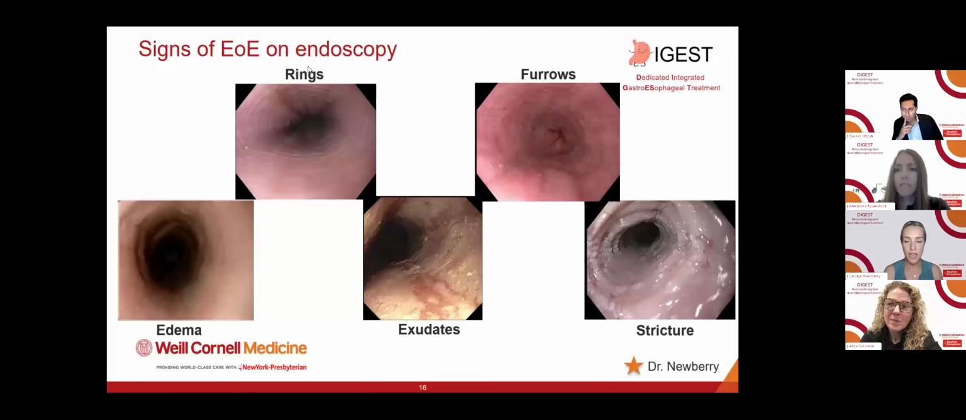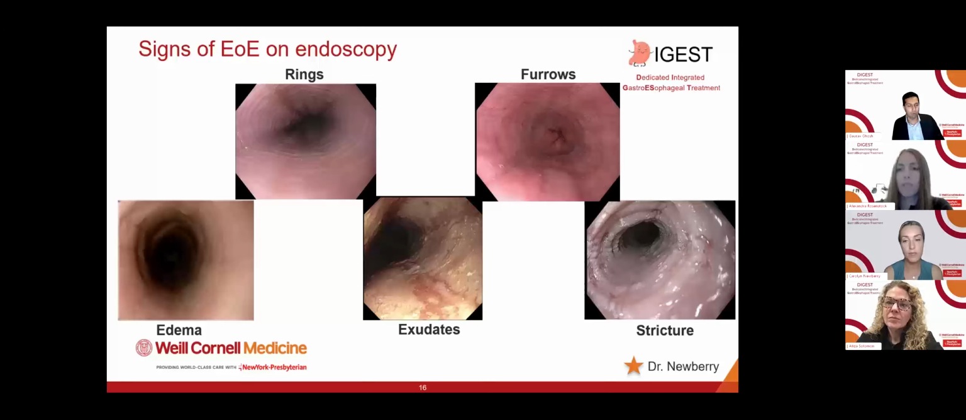And then finally, in the bottom right-hand corner, you see the word stricture, and stricture is a medical term for actually seeing narrowing. So you can see all the features in this picture. You have the rings and the furrows and the exudates, and you see actually that the esophagus itself looks narrowed. And when this starts to happen, when there's scar tissue related to inflammation, this is where people start having swallowing problems that are pretty significant, where food cannot get down because now the area for it to get down is narrowed.